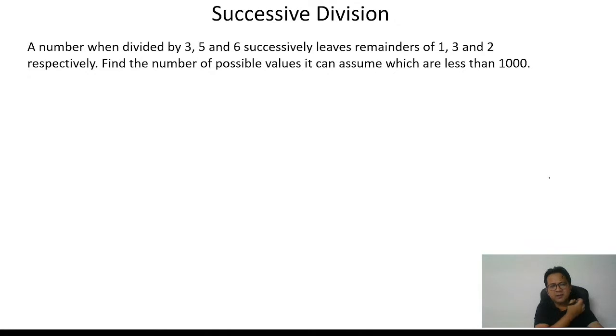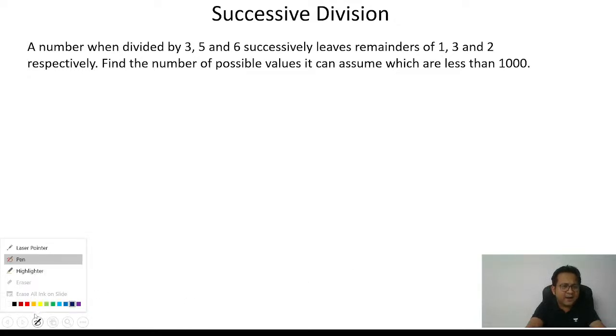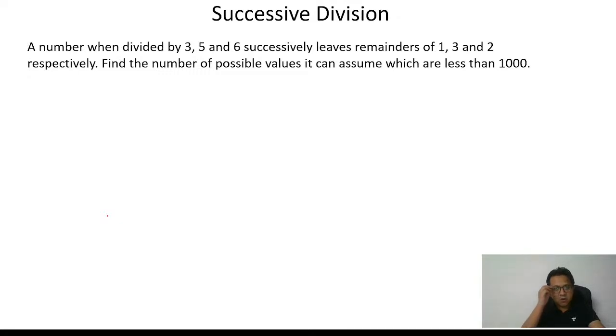Successive division. Remember, there was a concept of successive division. I'm not going to solve the sum, just going to show you how you did it. So let's do the sum. A number when divided by 3, 5 and 6 successively leaves remainders of 1, 3 and 2 respectively. Find the number of possible values it can assume which are less than 1000.